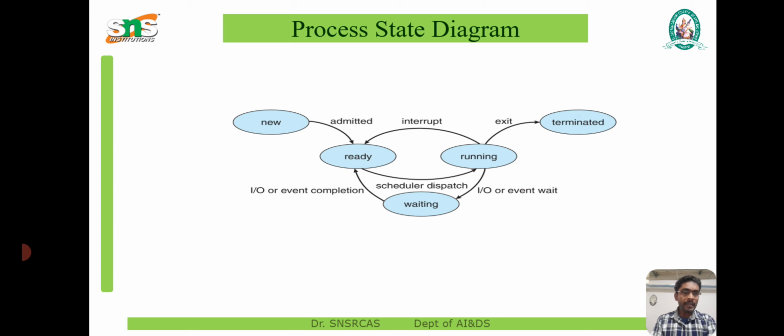Also, sometimes a running process may have to wait for some input or output, or an event occurrence. In this situation, the running state of a process is transferred to the waiting state. Those processes wait in a queue. Once it gets the input or output event completion, the process again moves to the ready state for execution.